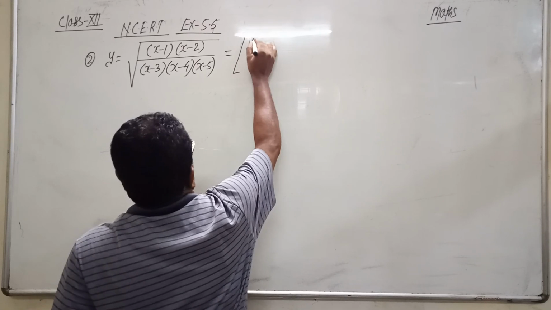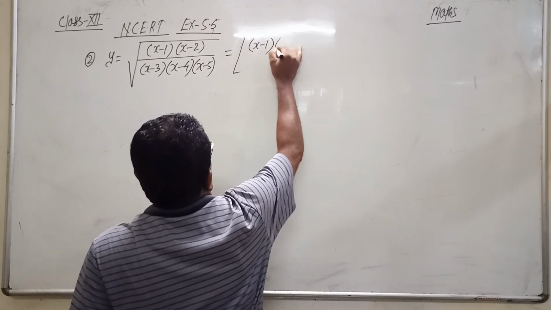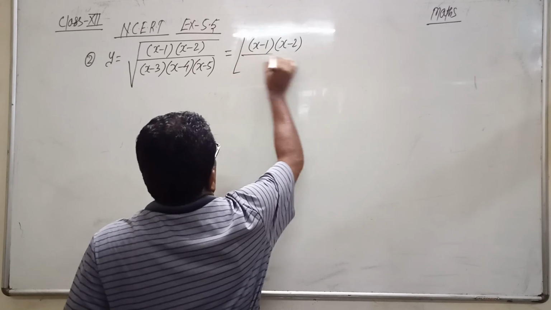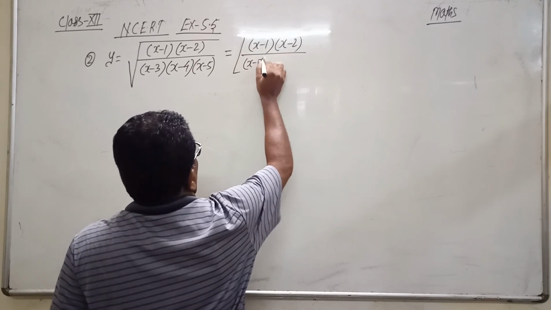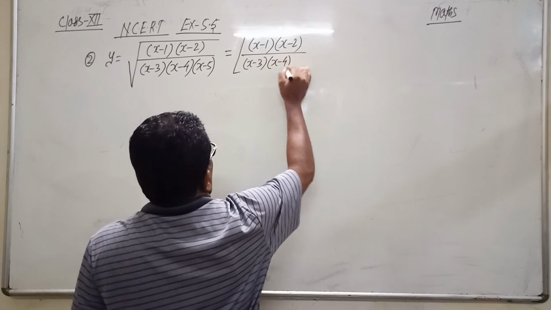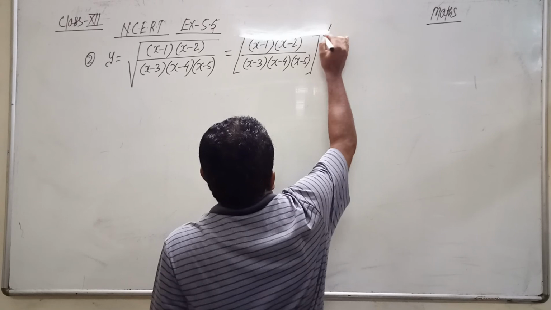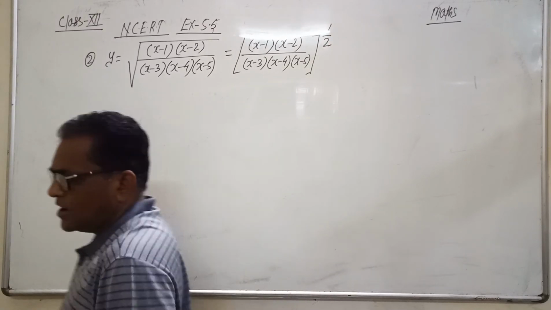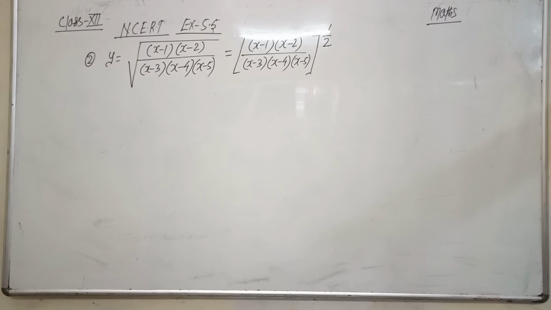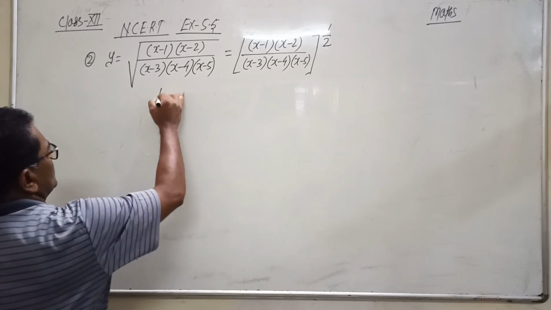remove the square root. So y equals ((x minus 1)(x minus 2) upon (x minus 3)(x minus 4)(x minus 5)) whole raised to the power 1 by 2. For square root we can write the power 1 by 2. So now take log both sides.